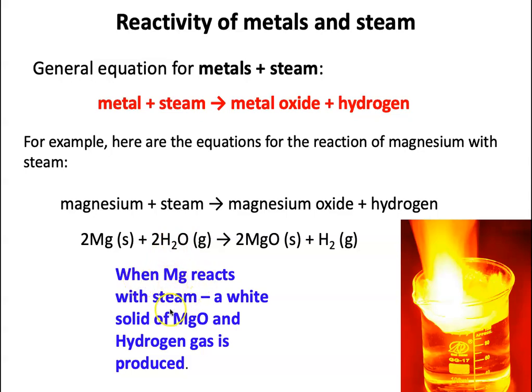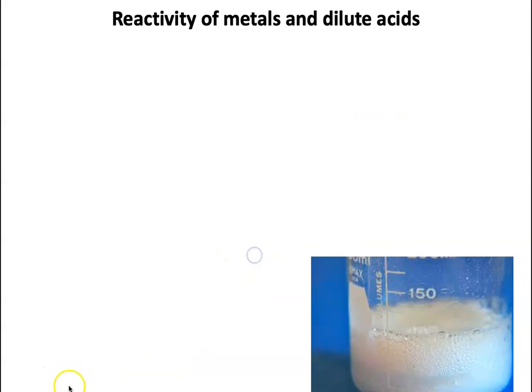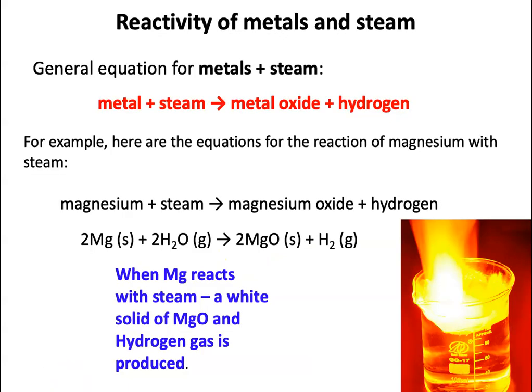When magnesium reacts with steam, a white powder of magnesium oxide is produced, along with hydrogen gas. So whichever metal reacts with steam, if this was zinc, it would be zinc oxide and hydrogen would be your product.